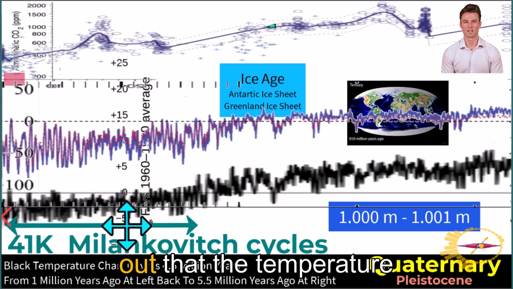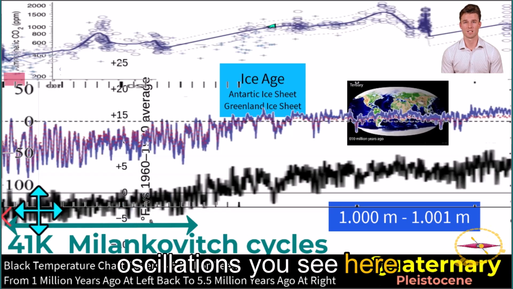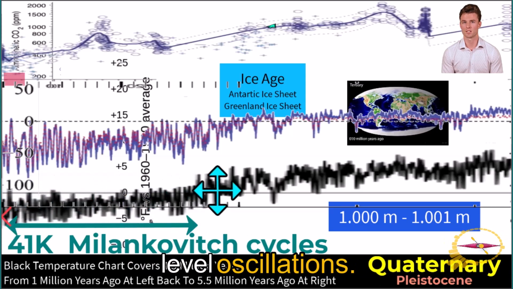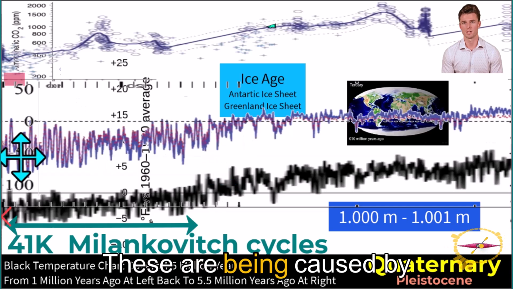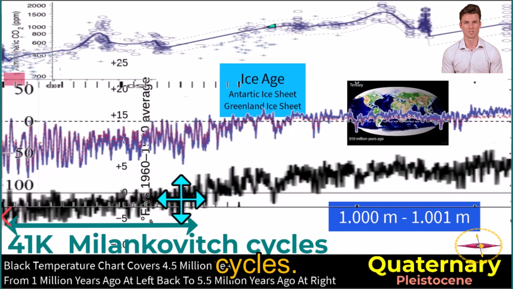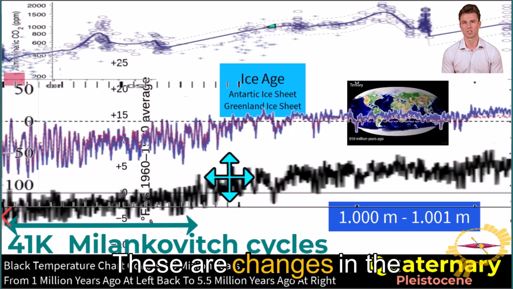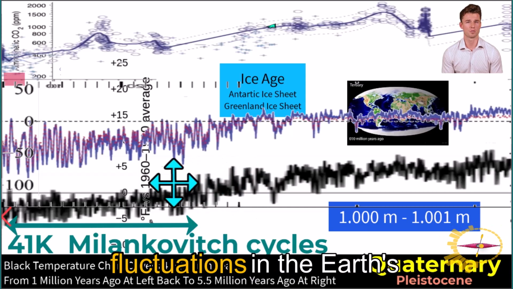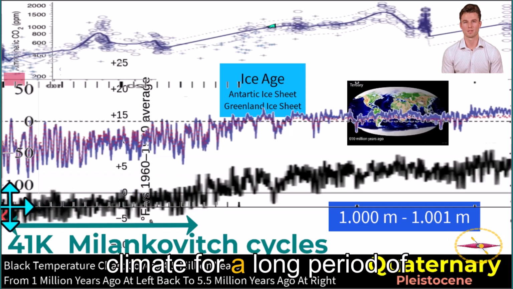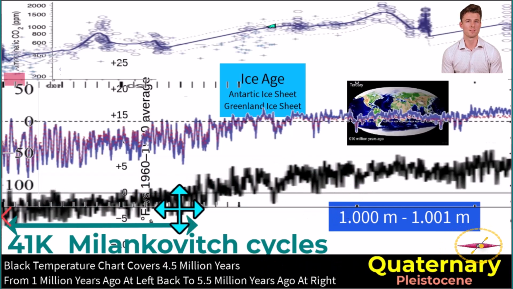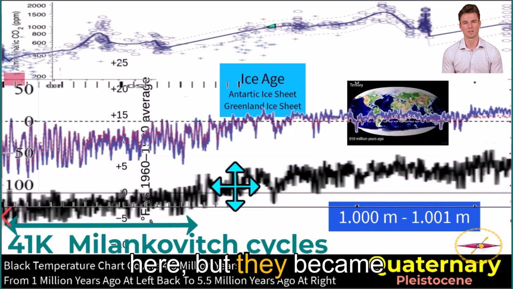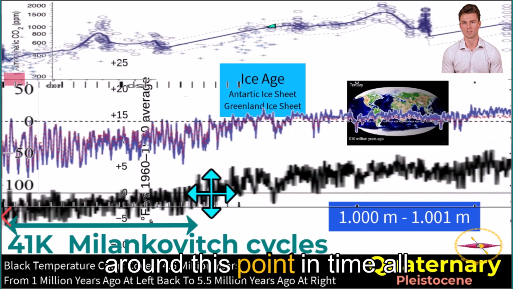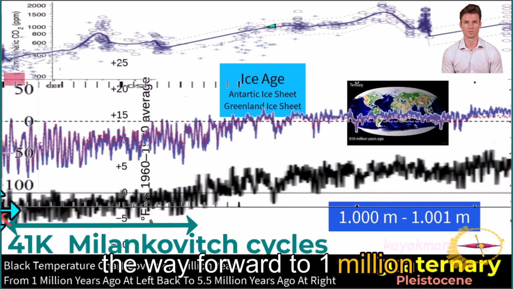Finally, I'm going to point out that the temperature oscillations you see here, which are causing the sea level oscillations, are being caused by what are called Milankovitch cycles. These are changes in the Earth's orbit around the Sun, and this is what's been the primary driver of fluctuations in the Earth's climate for a long period of time. They were happening back here, but they became more pronounced from around this point in time all the way forward to 1 million years ago.